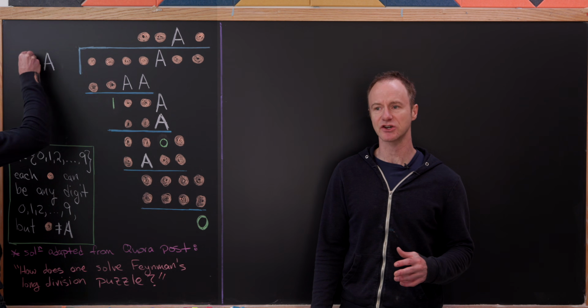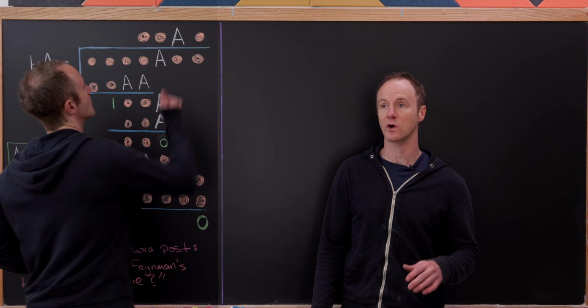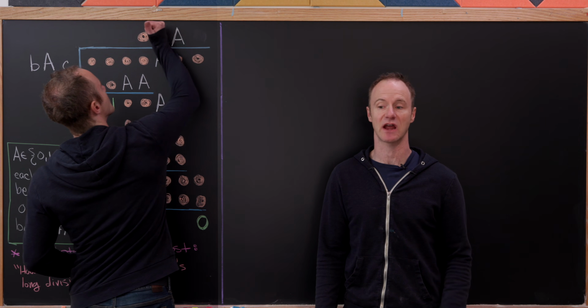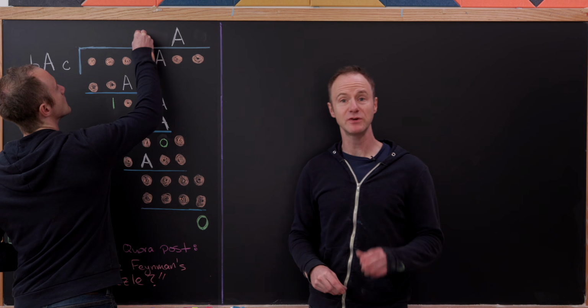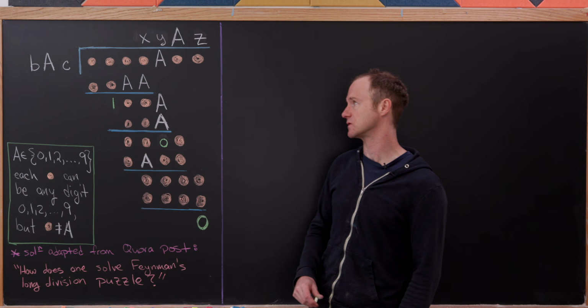But now at this stage it'll be extremely useful to introduce some variables for the digits of the divisor and the quotient. And that puts us in a position to dive into really the meat of our solution.